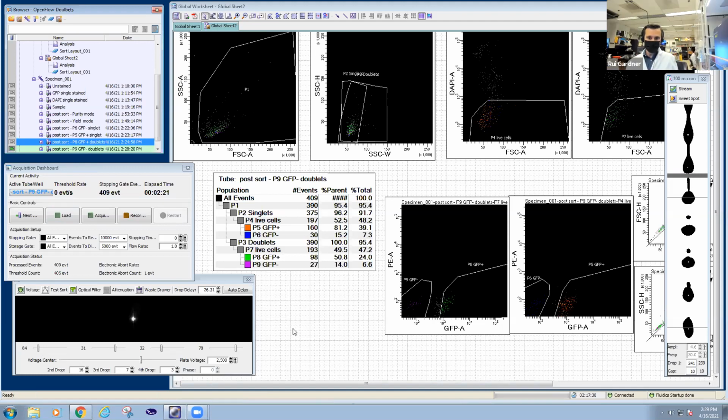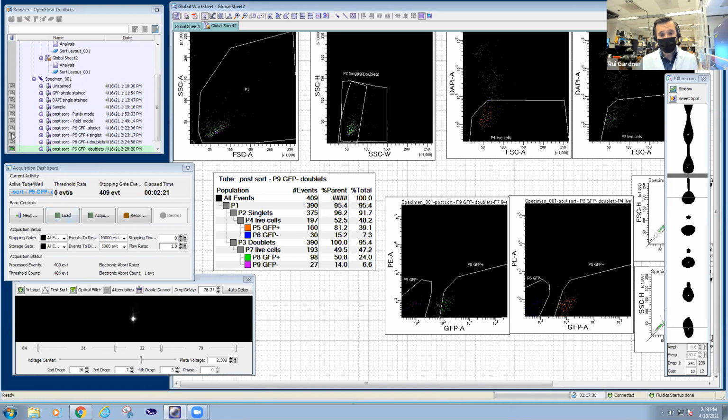Okay, so we're ready here to show them what we have. Again, remember, we sorted these under a singlet gate, the positive and negative, and then we sorted positive and negative under the doublet gate. So what we expect to see under the singlet gate is a good purity for negative and positive, hopefully. And I think I have a surprise for you.